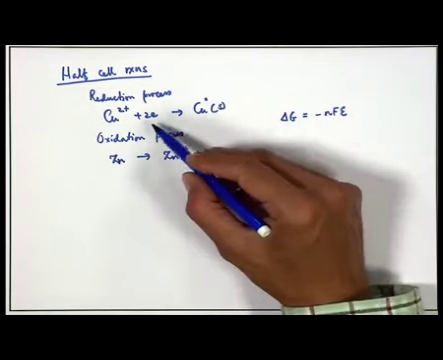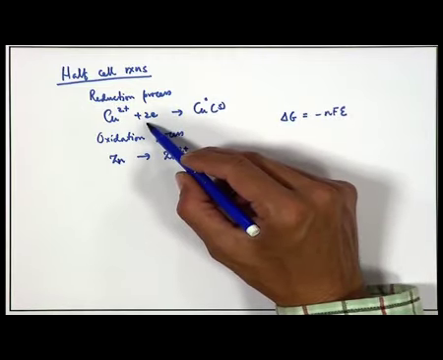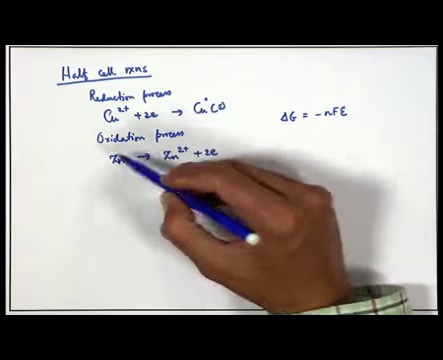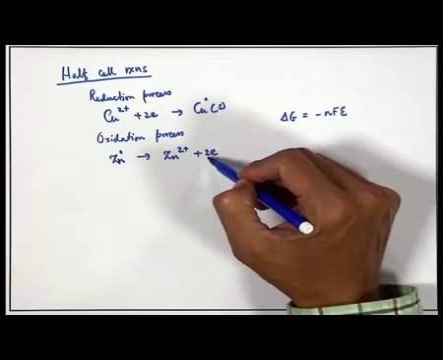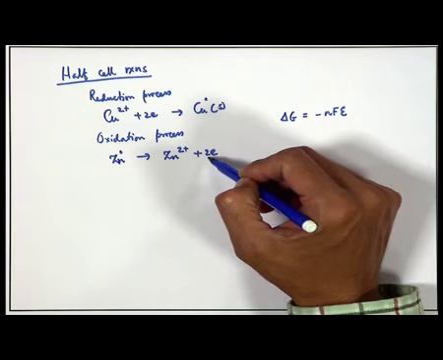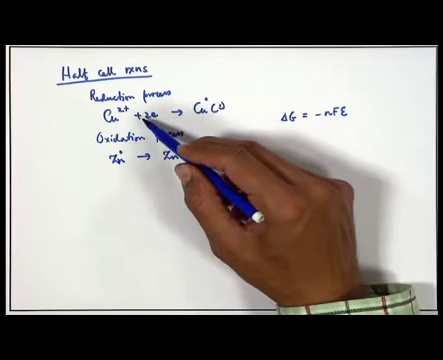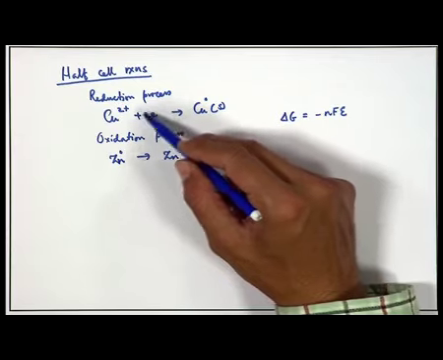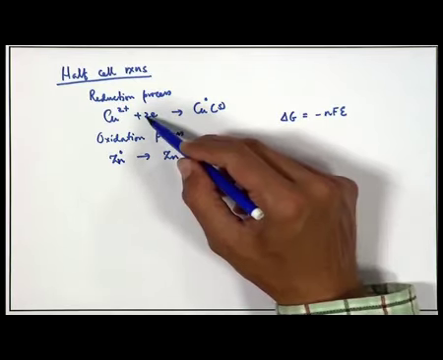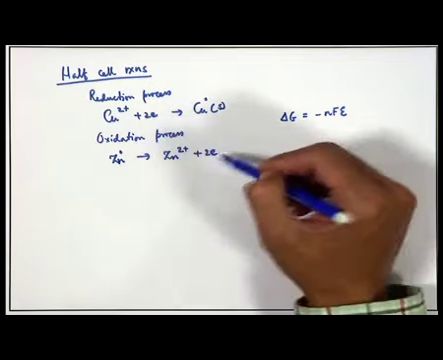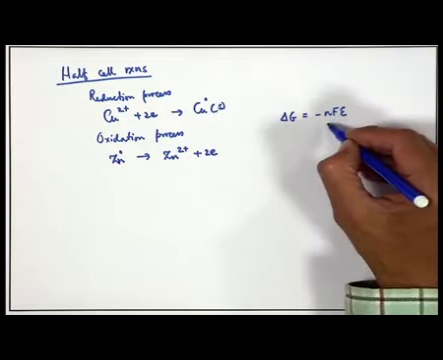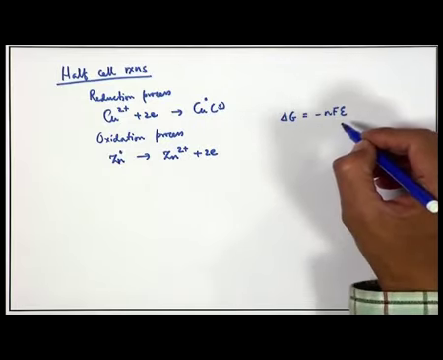Like here, 2 electrons are involved for the reduction of copper, and also 2 electrons are liberated. Here 2 electrons are used up and 2 electrons are liberated. So, this usage and liberation are equivalent, and one is compensated by the other. Therefore, the reaction will be complete. So, n is 2 for this particular case. So, delta G is equal to minus nFE.